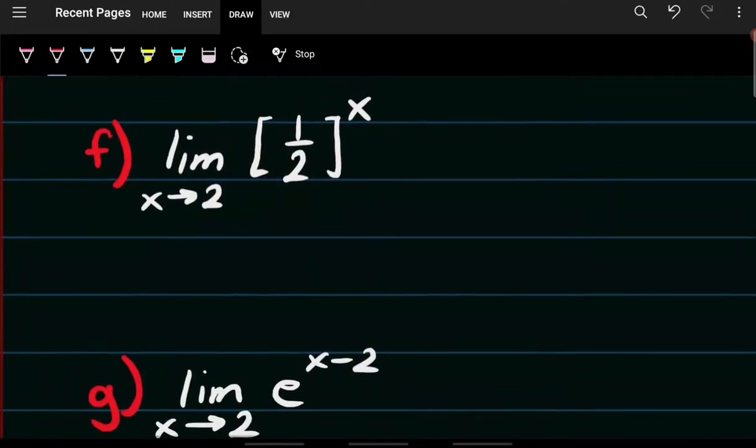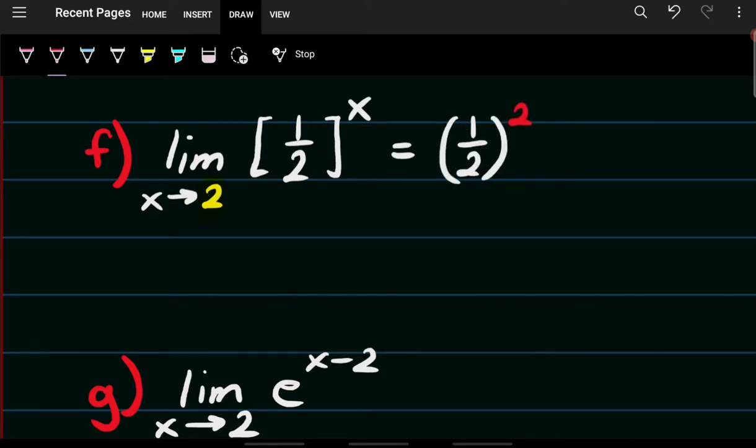Example letter F. How about the limit of 1/2 raised to x, and then x approaches positive 2. Now, guys, I encourage you to pause this video and try to answer this problem. Okay, so let's double check our solution. The limit of 1/2 raised to x as x approaches positive 2. This time, let's apply direct substitution: 1/2 raised to the constant, which is positive 2.